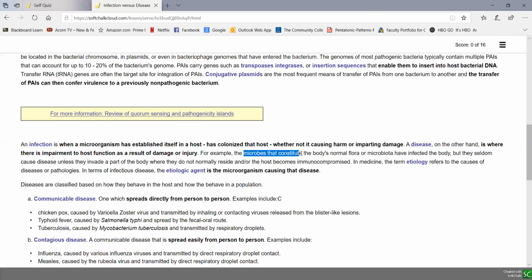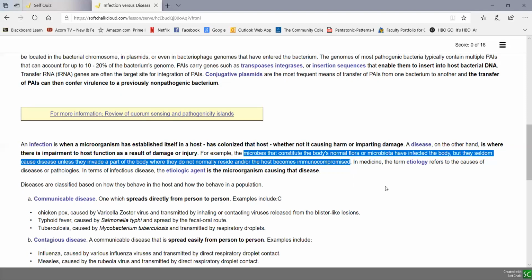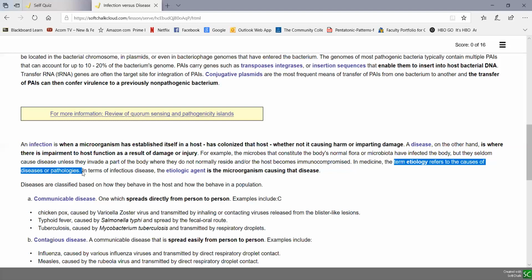Now, the microbes that constitute the body's normal flora or microbiota have infected the body. They've established themselves in the body. But they seldom cause disease unless they invade a different part of the body where they don't normally reside, like the fecal bacteria getting into the urinary tract, and or the host becomes immunocompromised. And the term etiology refers to the cause of disease or pathologies. So in infectious disease, the etiologic agent is the microorganism causing the disease.